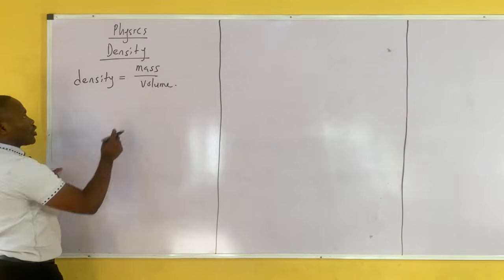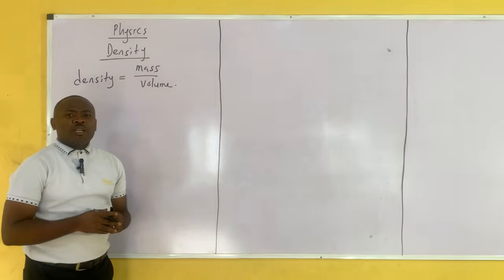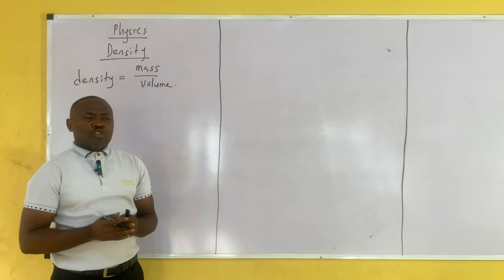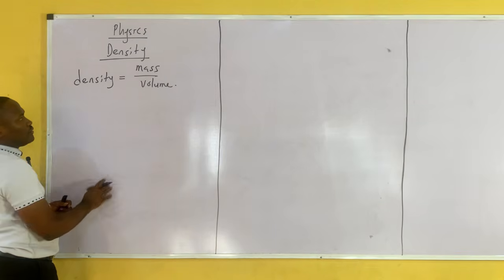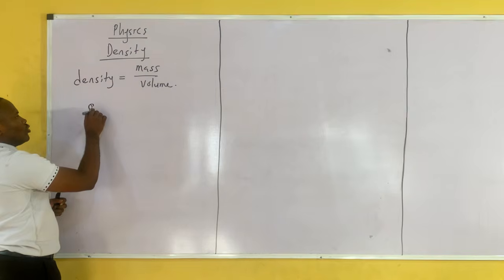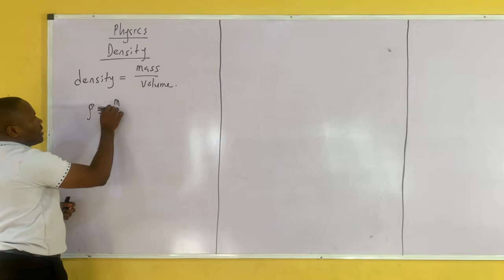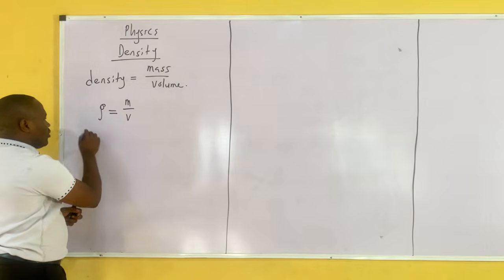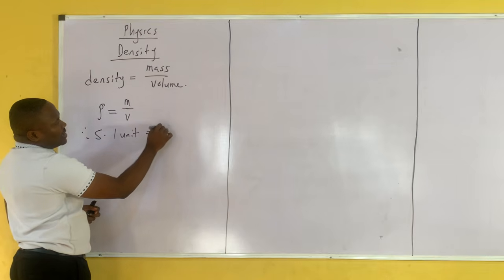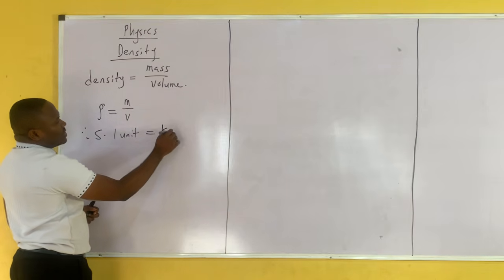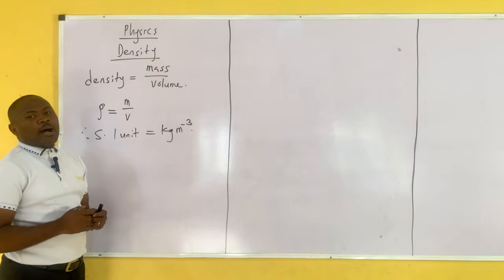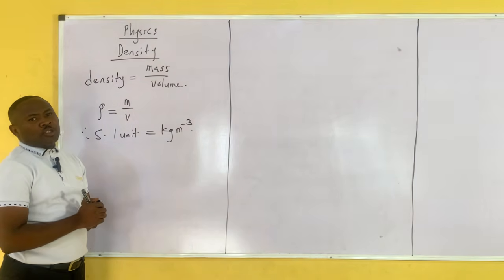What is volume? Volume is the space occupied. So if density is mass per unit volume, we use rho to represent density. Rho is equal to mass over volume. Therefore, what's the SI unit of density? The SI unit of density is kilogram, that's mass, per meters cube. Kilogram per meters cube.